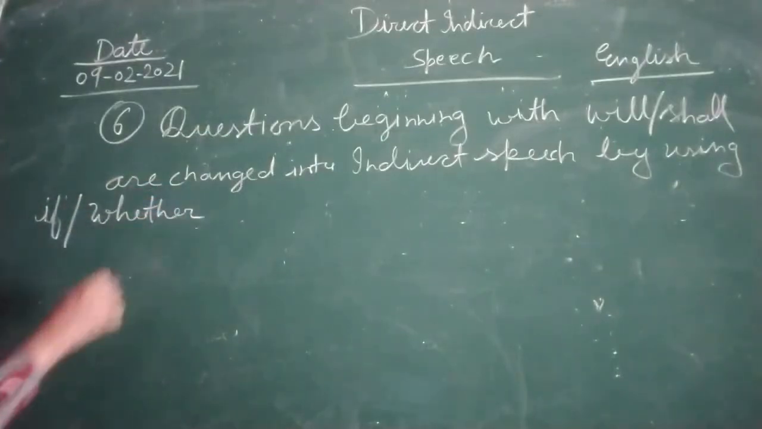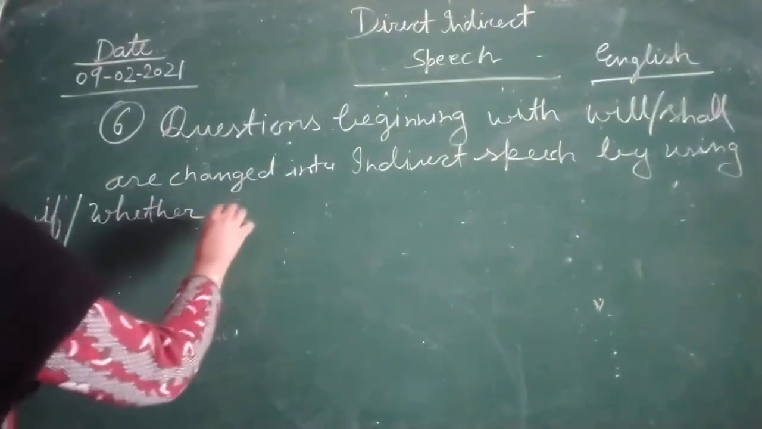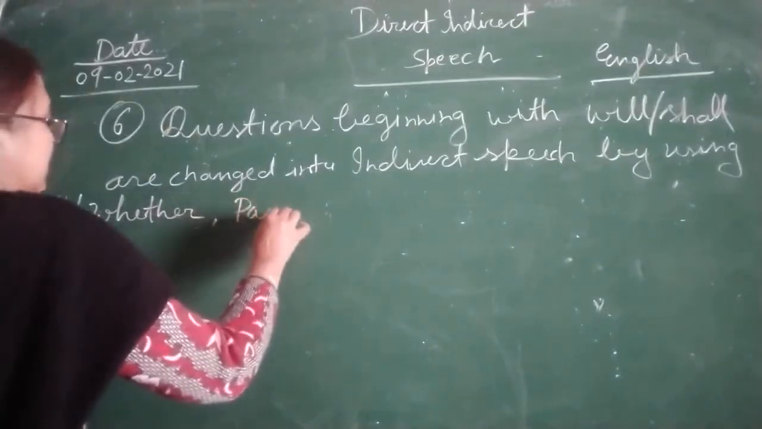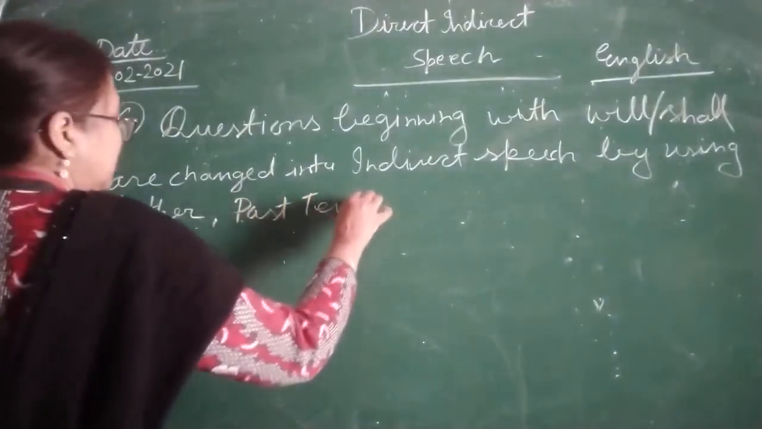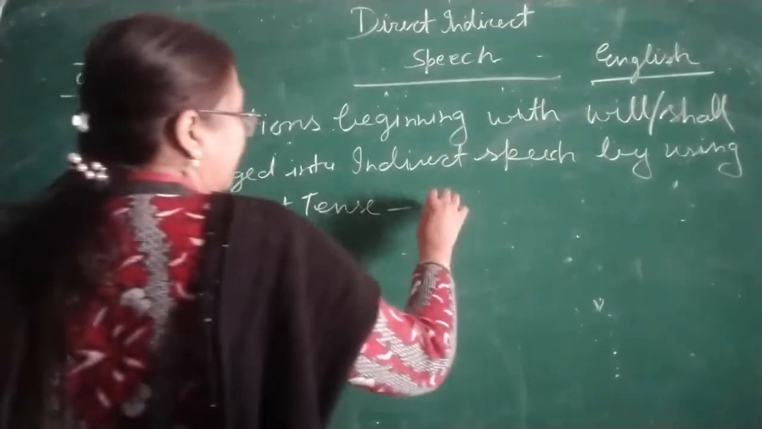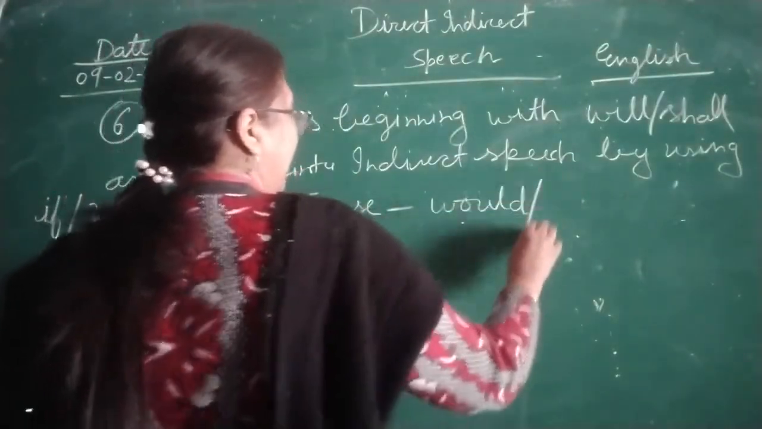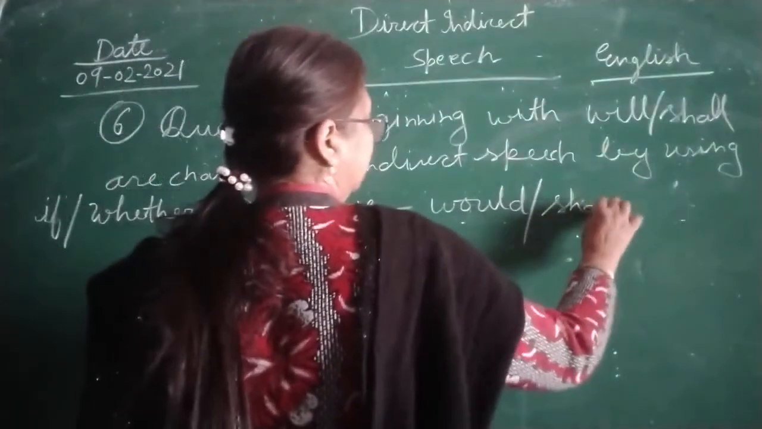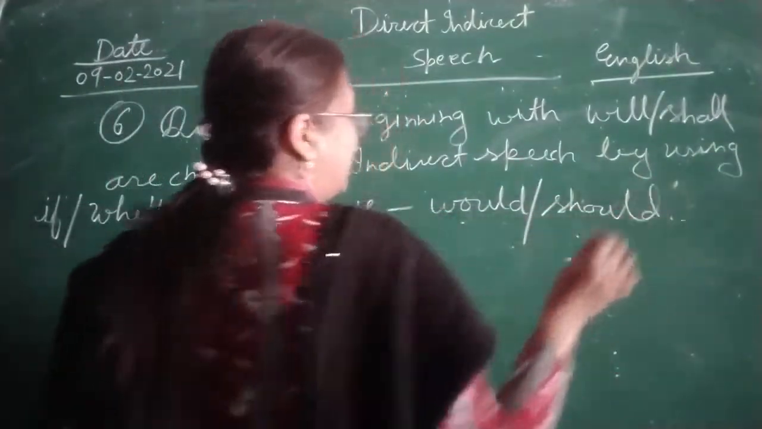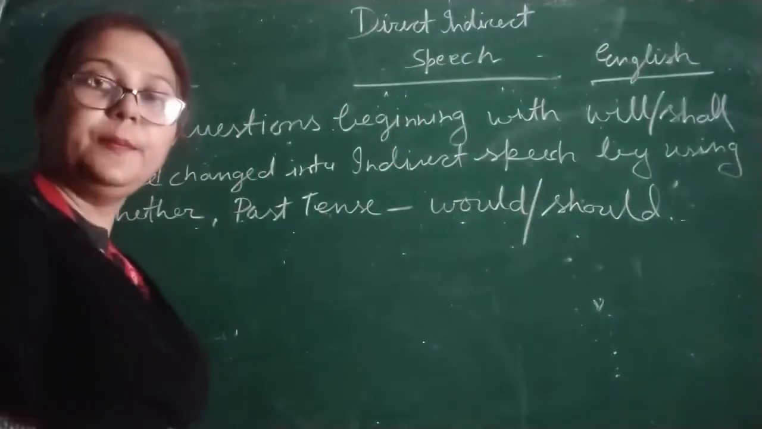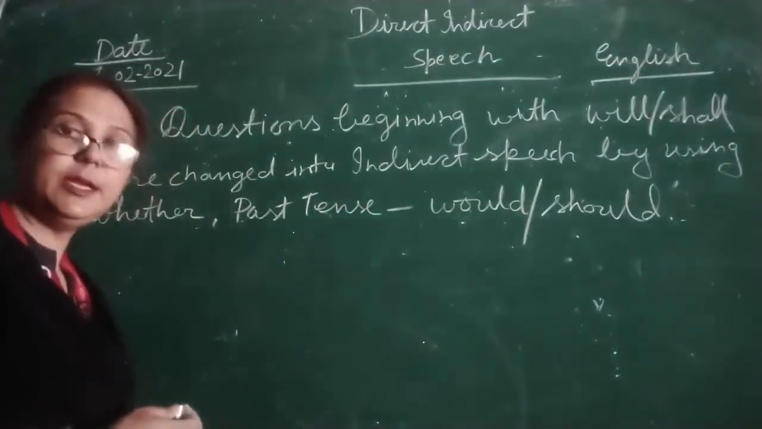Or if it is written in the past tense, we will use would in place of will. We will use would and should. Okay, only this much change we will do while making our sentences.